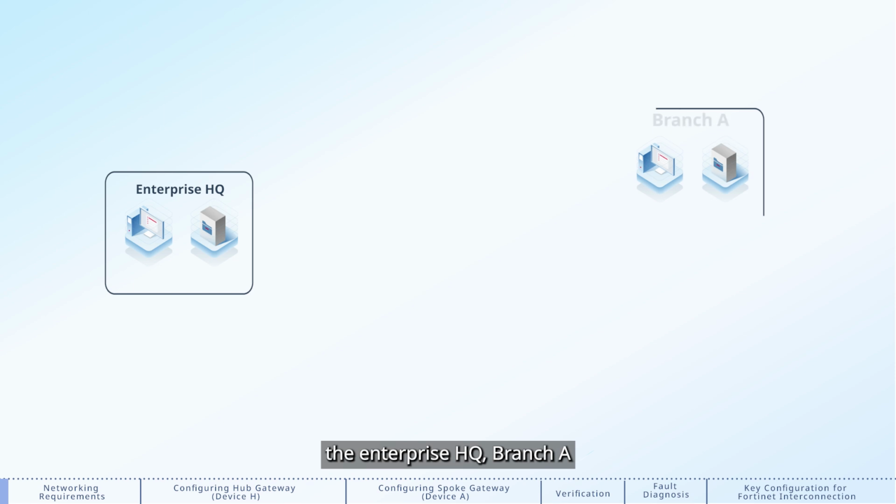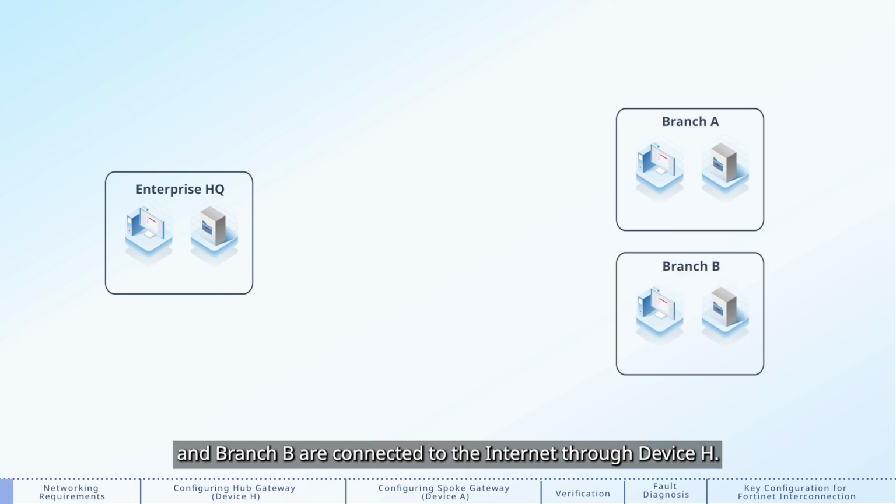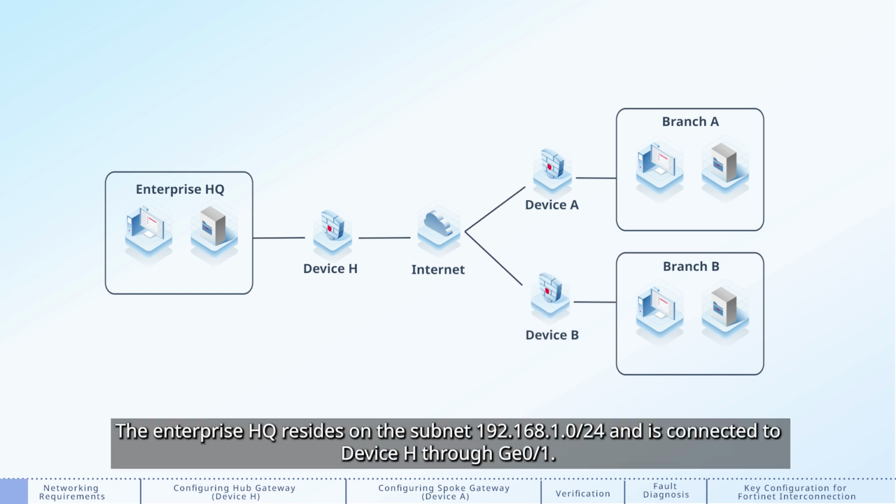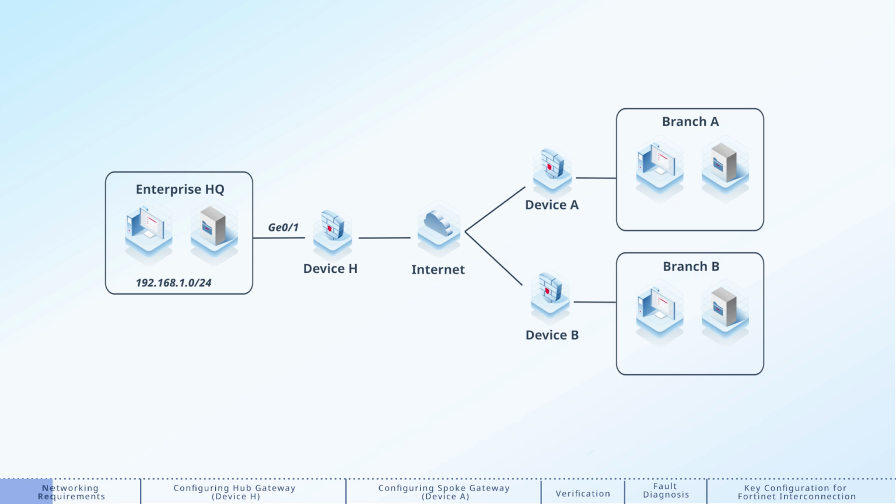As shown in the figure, the Enterprise HQ, Branch A, and Branch B are connected to the Internet through Device H, Device A, and Device B, respectively. The Enterprise HQ resides on the subnet 192.168.1.0/24 and is connected to Device H through GE0/1.